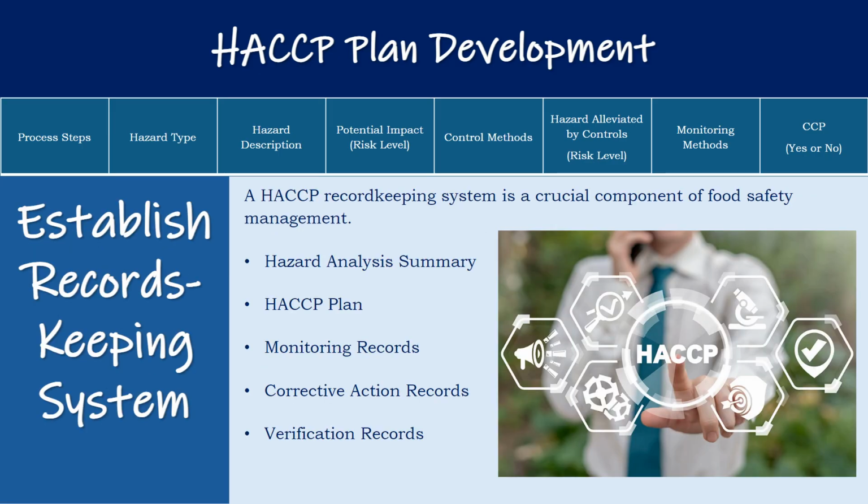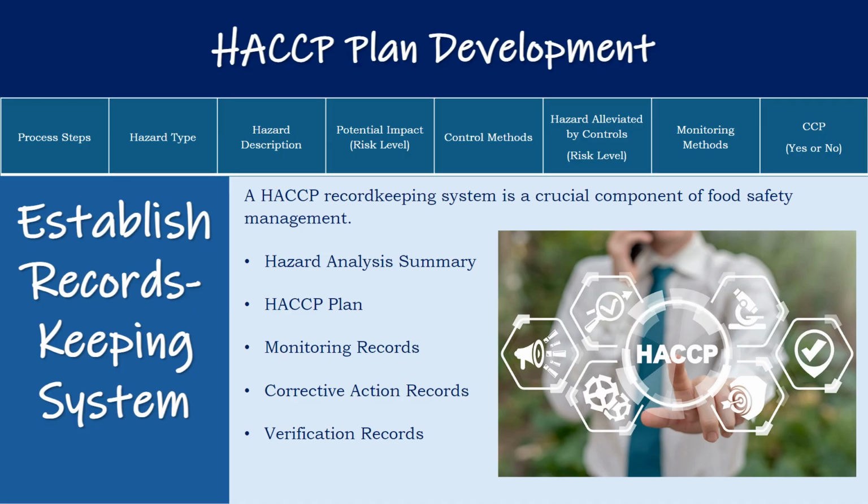A HACCP record-keeping system is a crucial component of food safety management programs. It involves documenting all aspects of a HACCP plan, including hazard analysis, critical control points, critical limits, monitoring procedures, corrective actions, and verification activities. These records are essential for demonstrating compliance with regulations, identifying potential problems, and ensuring food safety.